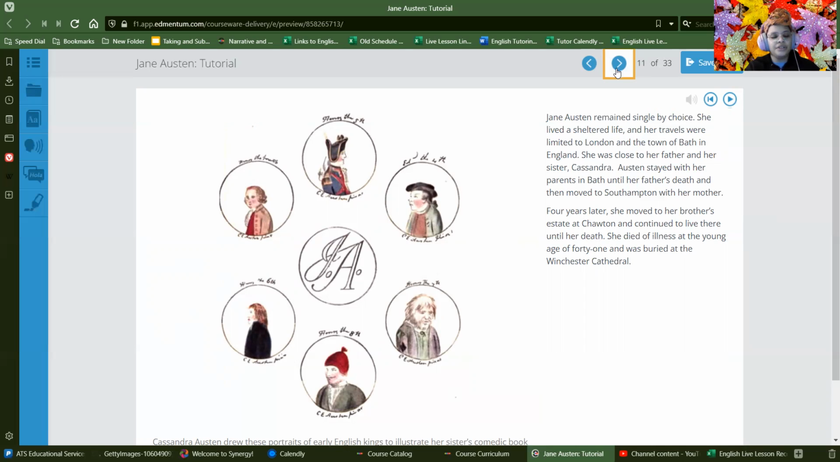She stayed with her father until he died, and then afterwards she stayed with her mom for a little bit, and then she moved in with her brother and died, and was buried at the Winchester Cathedral.